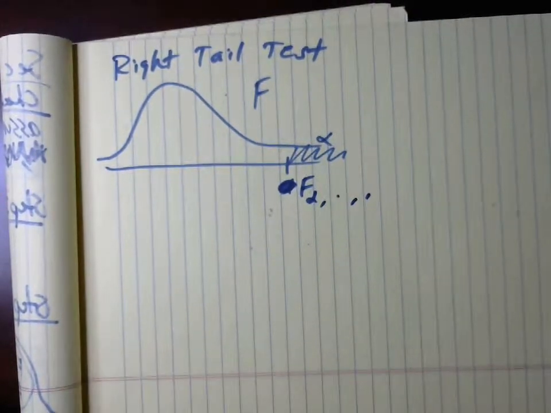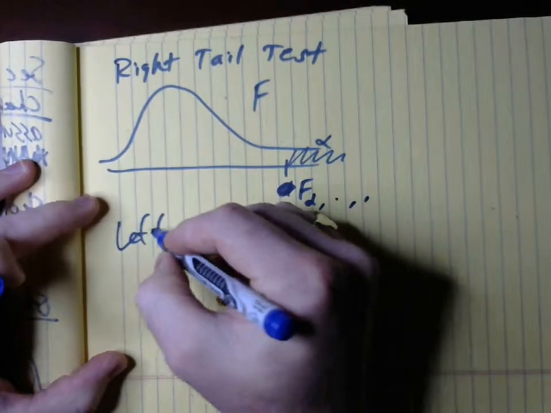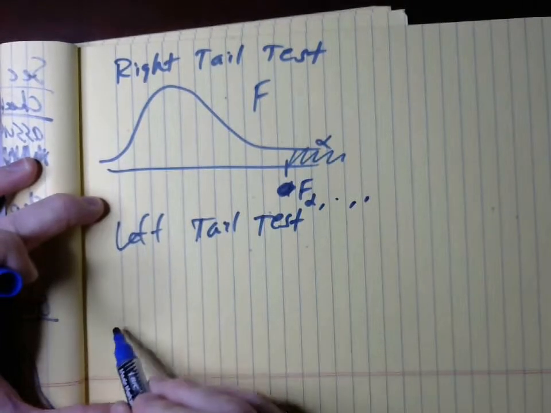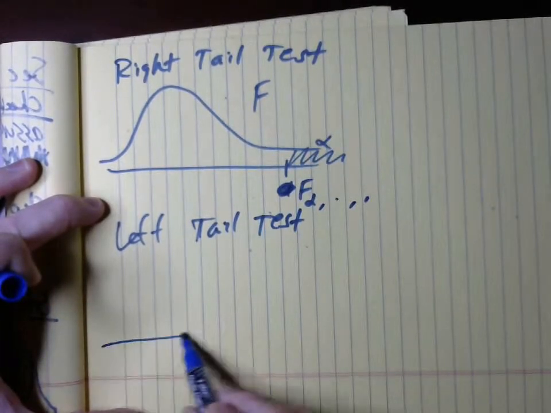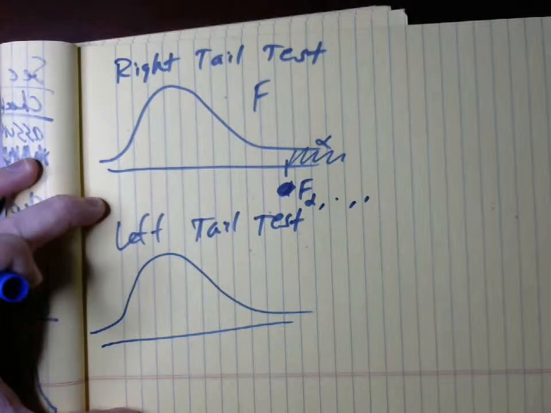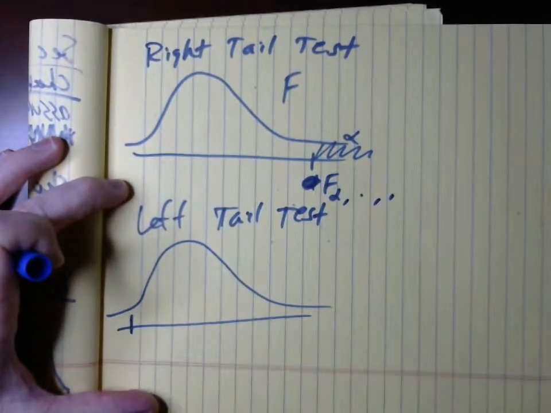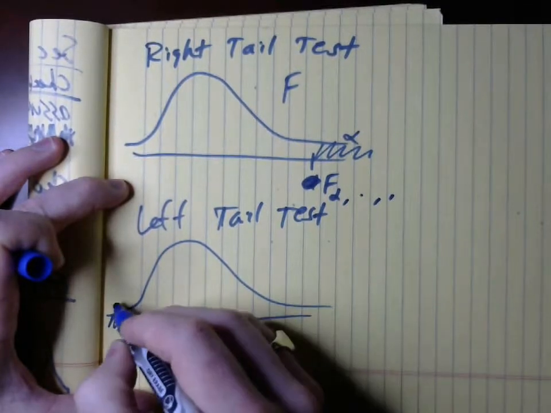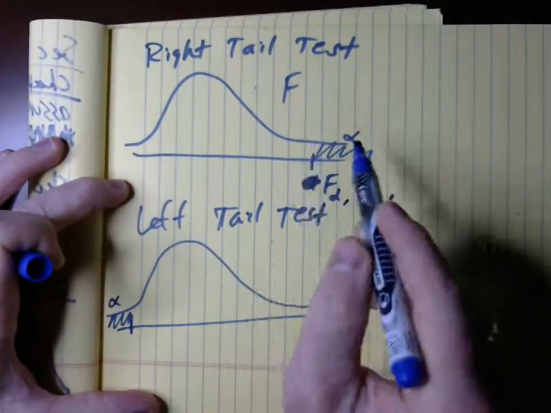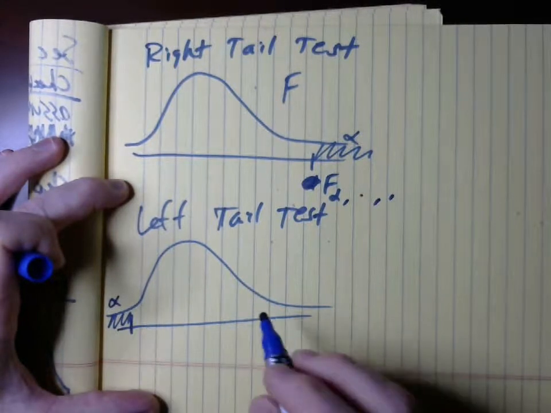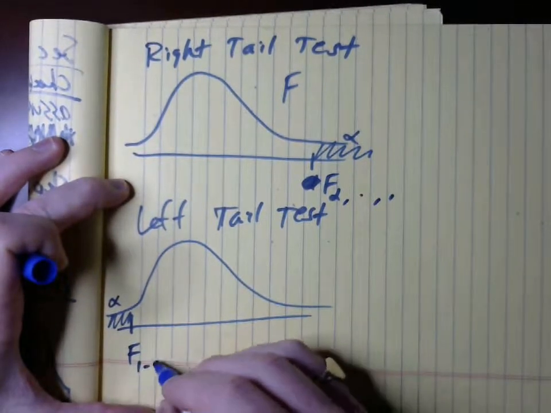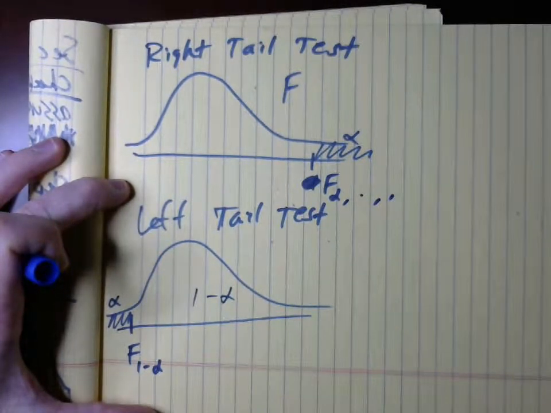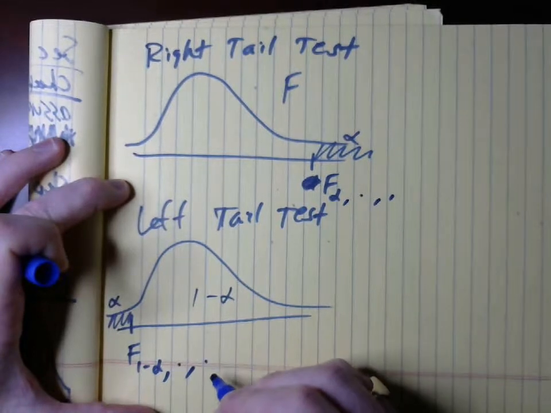And then, if you're doing a left tail test, a left tail test will be involving the left side of the tail. So we want the area over here to be alpha. So in this case, again, F distribution measures the area to the right. We would want F sub 1 minus alpha, because the area to the right is 1 minus alpha, the complement.